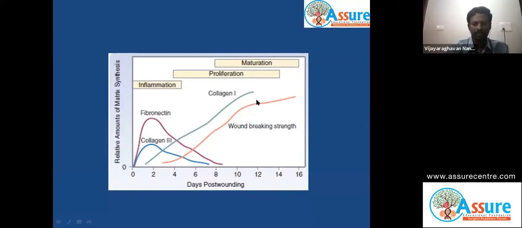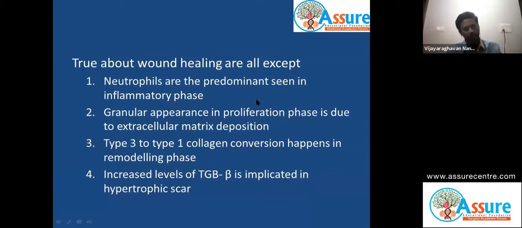Now, would anyone want to answer this, or correct whoever has answered? Based on this, you will be able to tell that neutrophils are predominantly seen in the inflammatory phase, and type 3 to type 1 collagen conversion happens in the remodeling phase. But between the other two, you will not be able to come to a conclusion. That is why we need to go a little bit further.